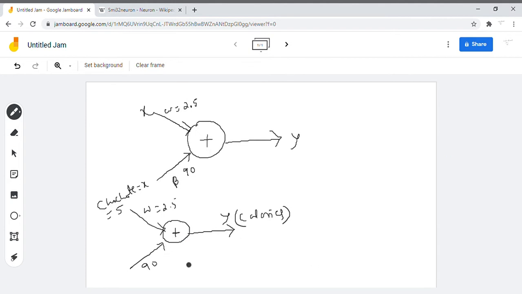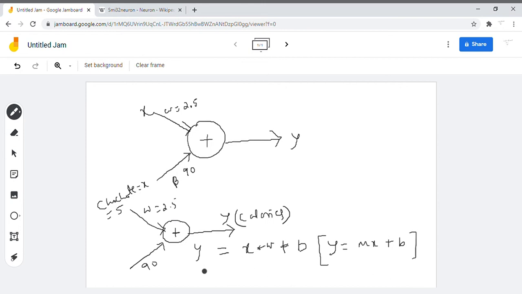Simply what we can do, we can say that y is nothing but the calories. Y is equal to x into W plus B, which is your bias. If you just observe this equation, it looks exactly like your straight line equation, y is equal to mx plus b. So we know that the straight line equation is y is equal to mx plus b. It means that this particular neuron is basically giving us the linear relationship between the x and y.